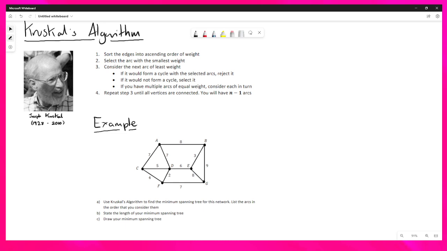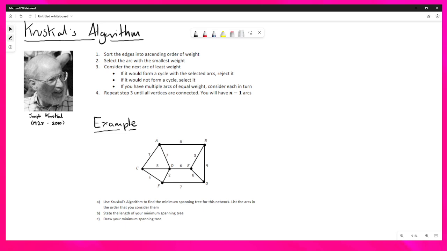Now, we can make sure that we can do parts B and C very quickly while doing part A. It's a really good idea with any minimum spanning tree question to draw them as you go, because A, it helps you check whether an arc would form a cycle, and B, quite typically you're going to have to draw it anyway as part of the question. So if you've already drawn it as you're going through the algorithm, that helps.